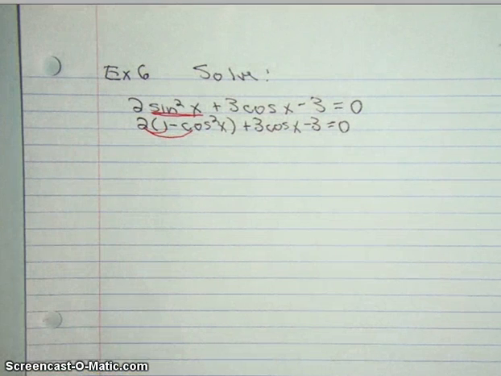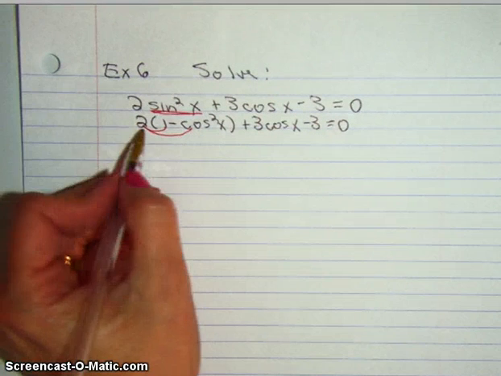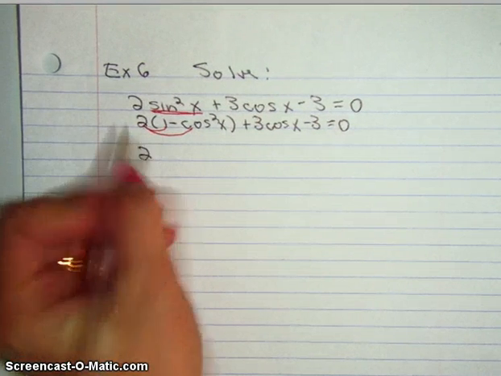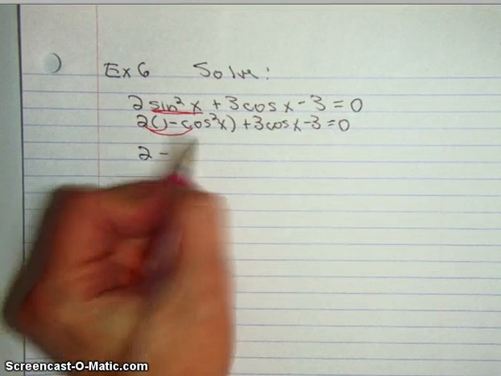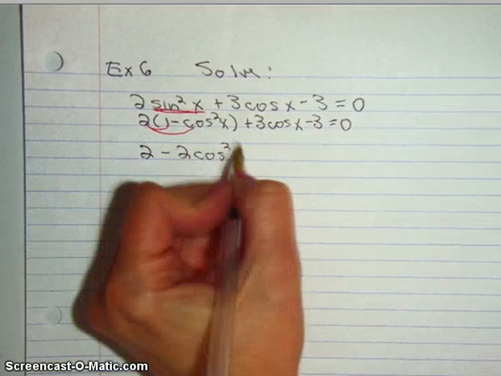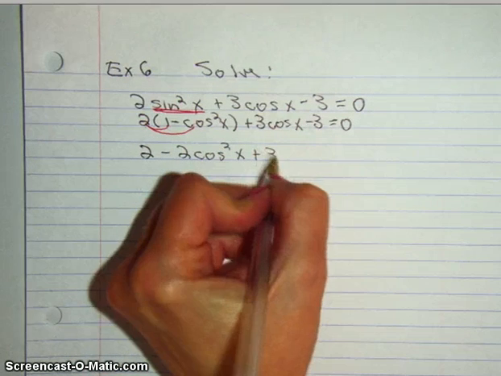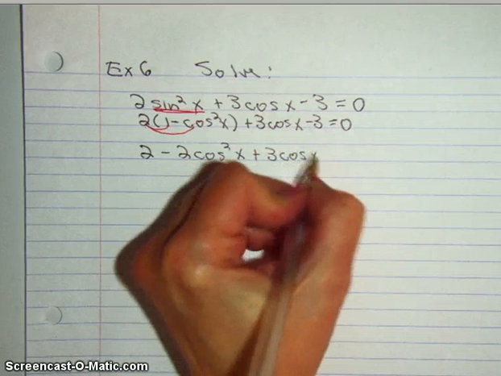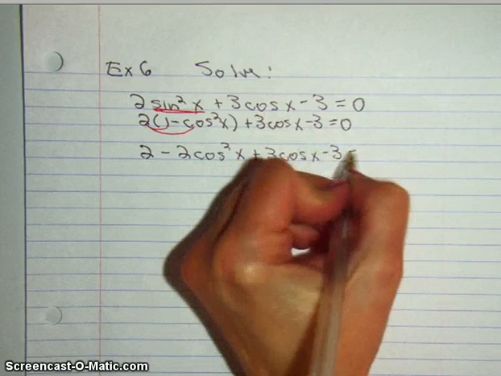What was that property that we're going to do next? Distributive, very good. So 2 times 1 is 2, minus 2 times cosine squared is 2 cosine squared, plus 3 cosine x, minus 3 equals 0.